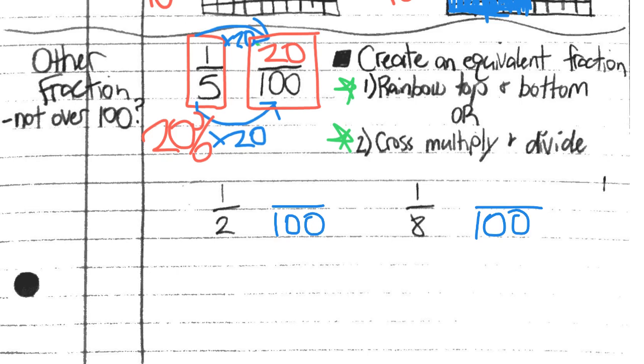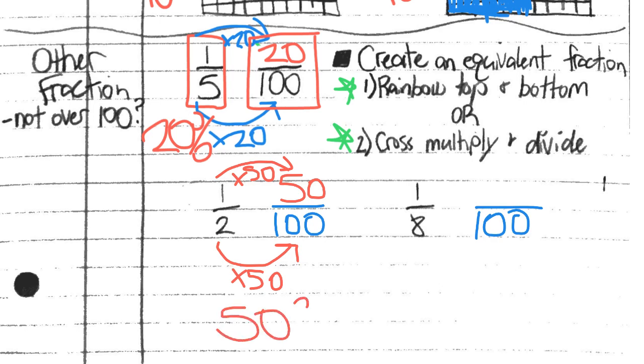So this first one, I'm going to show you the rainbow way. The rainbow way, I can ask myself, 2 times what gets me 100? Well, 100 divided by 2 is 50, so 2 times 50 gets me 100. Now I do the same thing to the top. So 1 times 50 gets me 50. So 1/2 is the same thing as 50 over 100, or 50%. That's the rainbow way. What we do to the bottom, we do to the top.